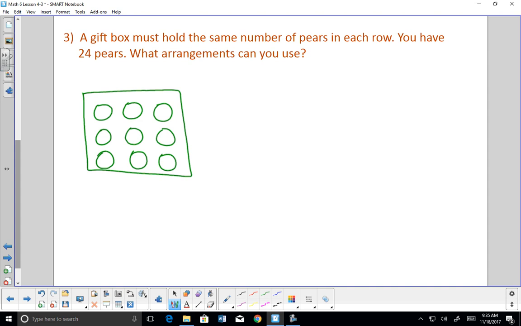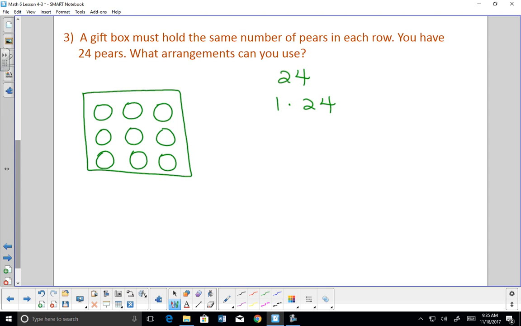So I'm going to look at this and say, oh, 24. What ways can I get 24? Well, I could have a box that has one row of 24 pairs in it. That would be a very long box. Now, you might like it. It might be kind of cool to get this really, really long 4-foot box delivered to your house.